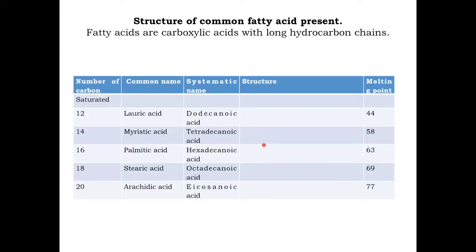Some commonly used fatty acids present in our body are as follows. Fatty acids are long chain carboxylic acids, as I have already mentioned. The number of carbons can be saturated or unsaturated. Common names are lauric acid, myristic acid, stearic acid, etc. But the systematic name in terms of IUPAC procedure is dodecanoic acid. Hope you can draw the structure, that's why I left it vacant. Then it is tetradecanoic acid. Deca means 10, so if it is tetra, that means 4 carbons more. Similarly, hexa means 16, octa means 18, and dodeca means 12 carbons.